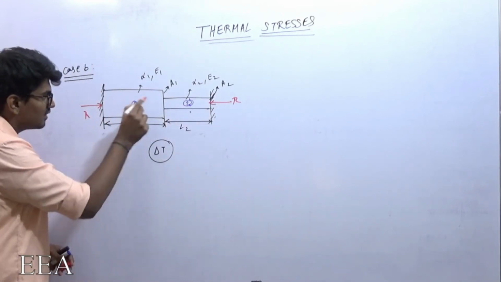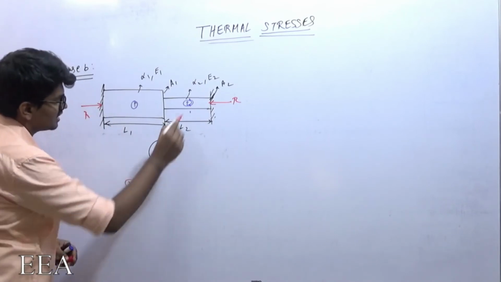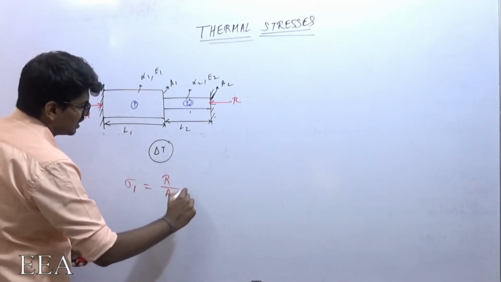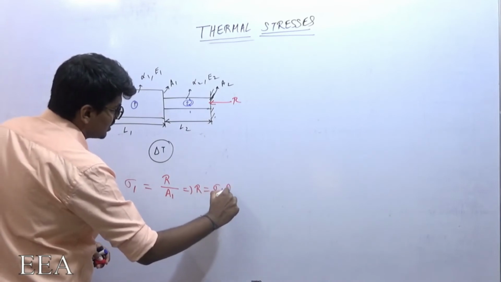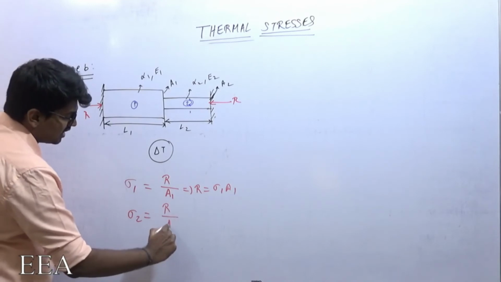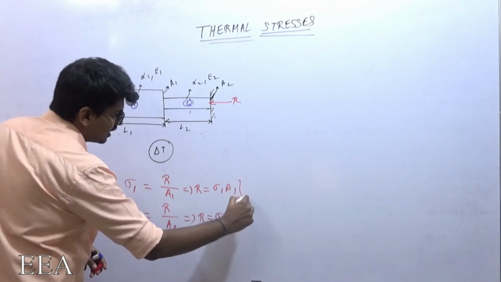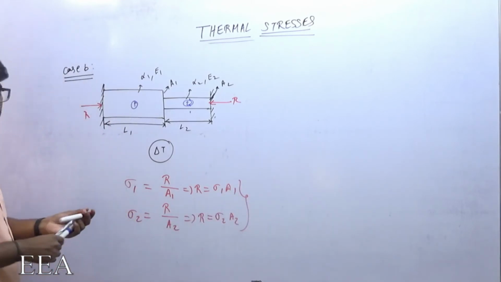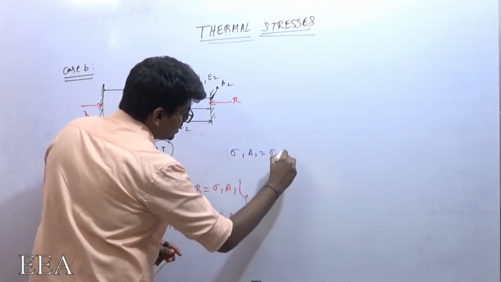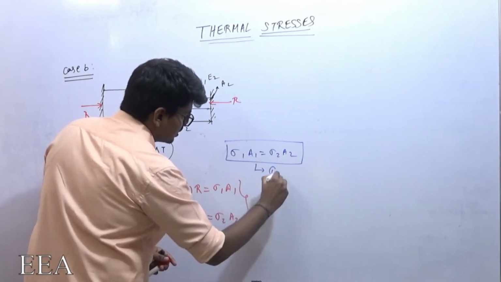Similarly, member 1 will also be having the same load R only. So stress sigma 1, stress developed in first member, is nothing but R by area A1, which implies R is equal to sigma 1 into A1. Similarly, stress developed in second member is R by A2, which implies R is equal to sigma 2 into A2. And by equating these two, since the reaction forces are same, I will get sigma 1 A1 is equal to sigma 2 A2. This is our first equation.